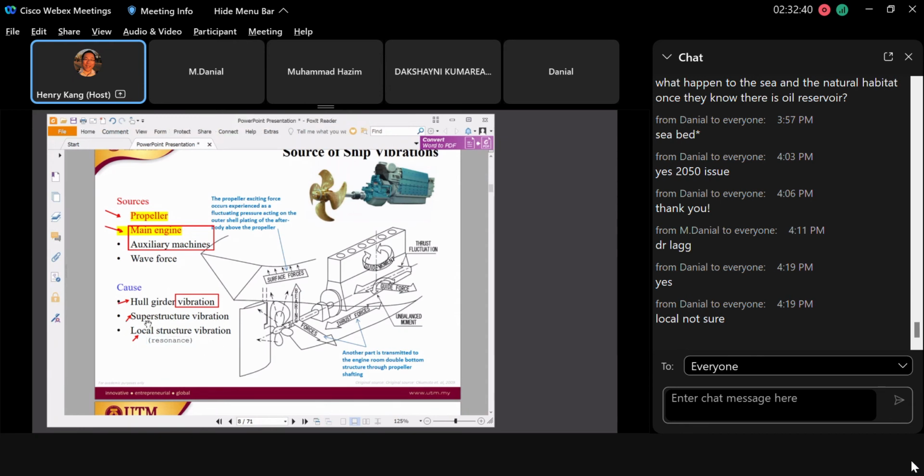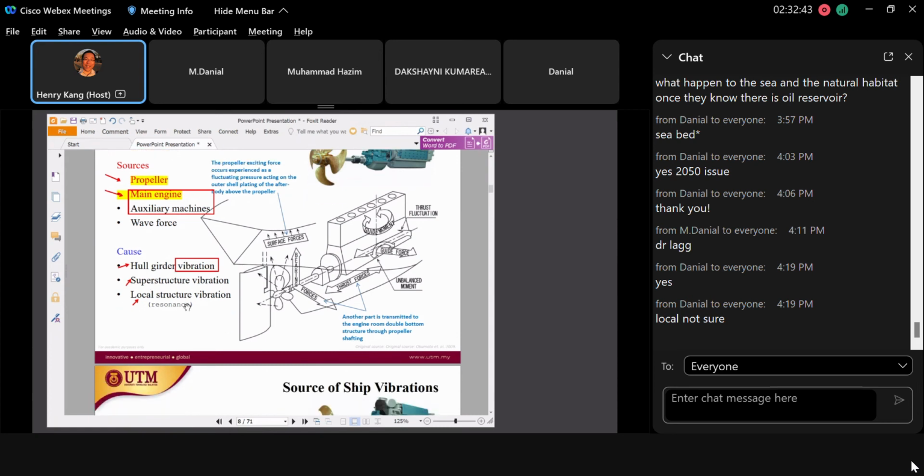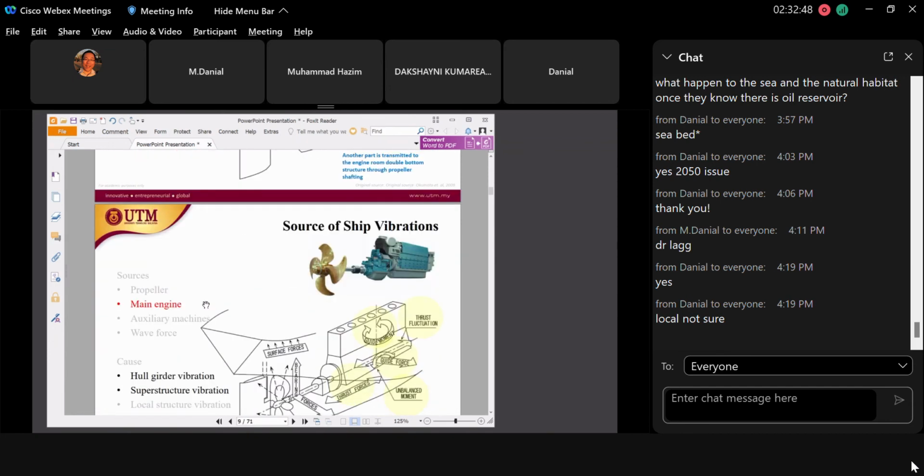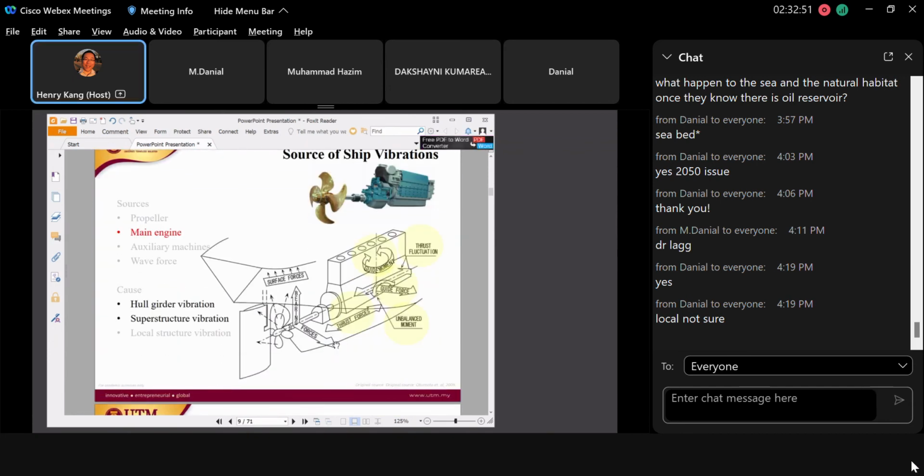Superstructure definitely can also come from resonance, okay. But local structure could have more possibility for resonance. Okay, so if you go to the main engine, this is a very simple drawing from a textbook. Normally this is the main engine, and the main engine is connected to the propeller by the shaft, and the shaft is supported by some bearing. The bearing is a very huge bearing. I hope you understand what is the meaning of bearing.